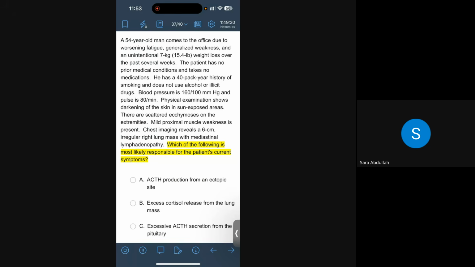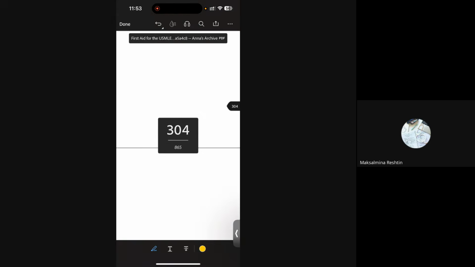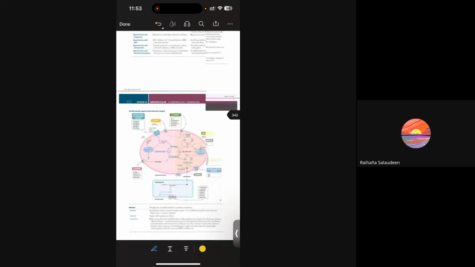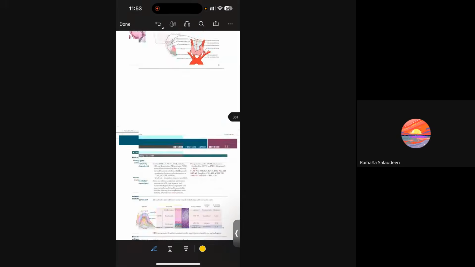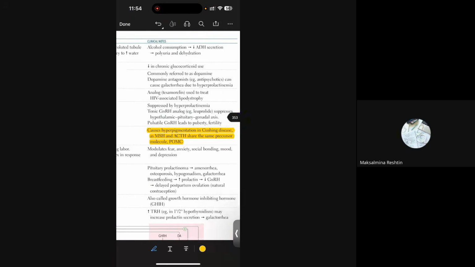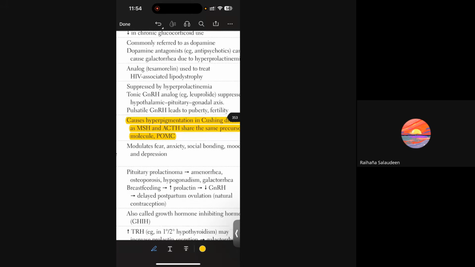Is the ACTH going to be higher in this patient or lower? Higher. Why? Because we are seeing darkening of the skin. Whenever you see hyperpigmentation, that means ACTH is going to be high. Why is hyperpigmentation linked with ACTH levels? From the same origin, the pro-opiomelanocortin protein. ACTH is produced from POMC. MSH and ACTH share the same precursor molecule, POMC.